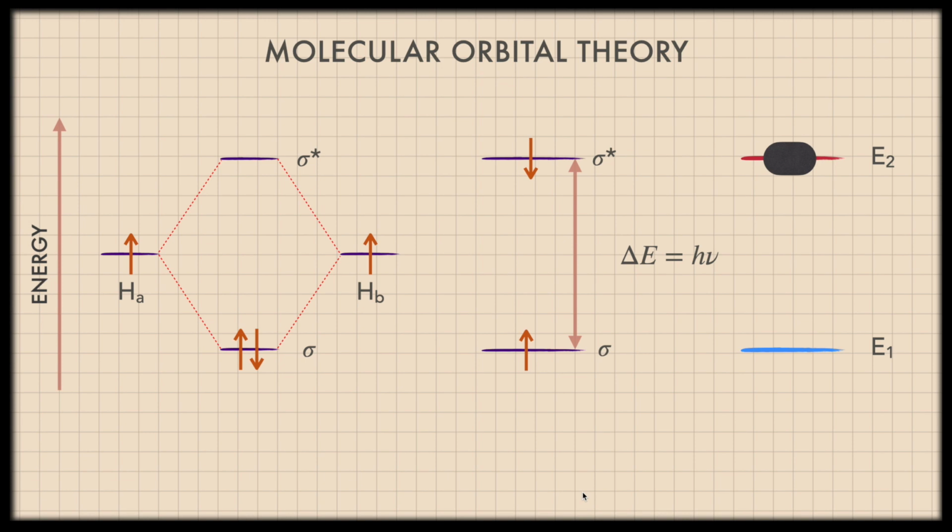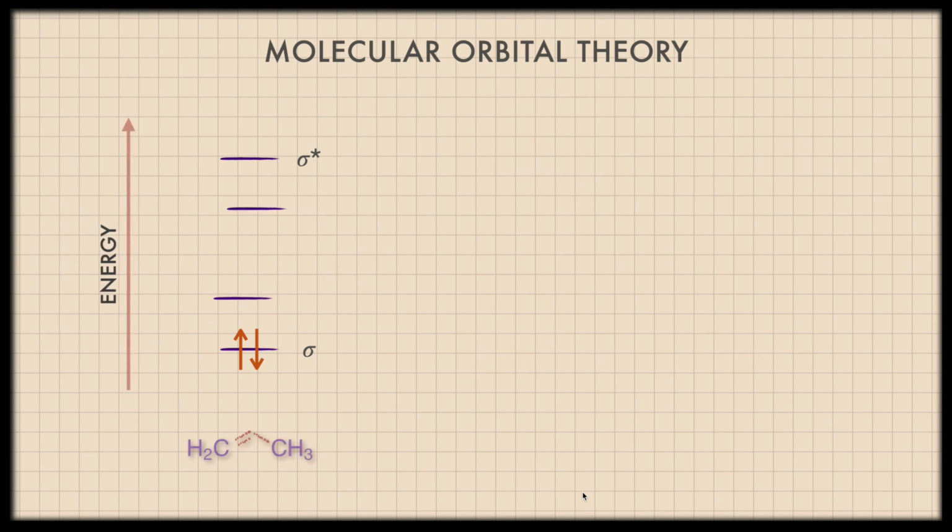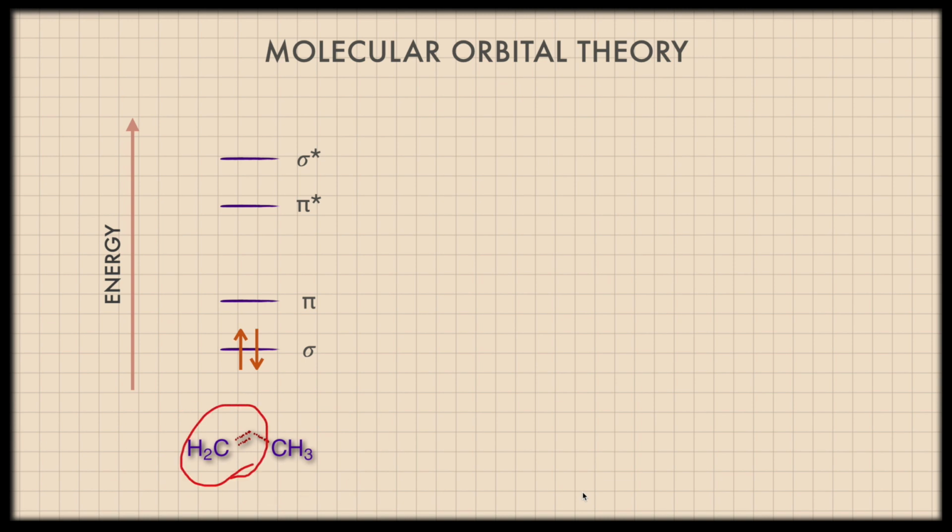So that is one important thing. The only way that the electron can jump from the ground state to the excited state is if this delta E is equal to h nu, where nu is the frequency of radiation. Now let's take this example. Here we have this molecule. If we look only at the bond between the two carbon atoms, it has a sigma bond and a pi bond. We will not consider the bonding between this carbon and the hydrogen or the other carbon. We will consider only this carbon and this carbon.